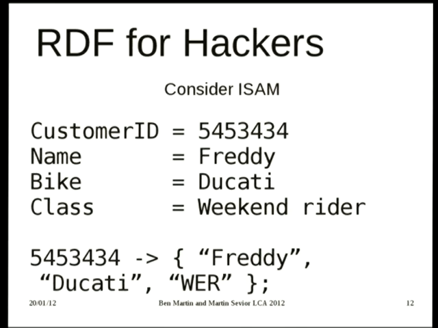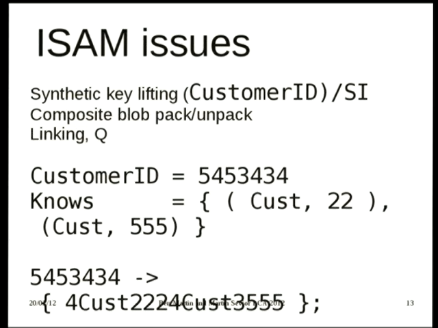RDF for hackers: if you're looking at storing information in an ISAM, you might say someone's got a customer ID and various key values. So then you're going to compact that and say this particular key is mapping to all of the values. And then you turn around and say, I want a query language on top of that, I want secondary indexes, how do I actually do composite packing of key values? And it starts to get a little bit nastier.